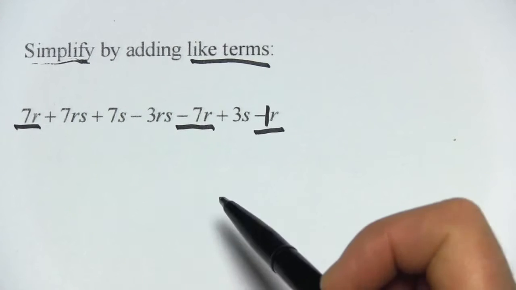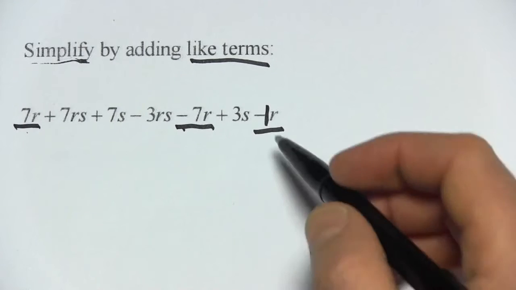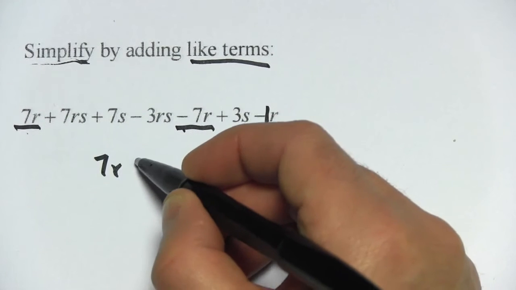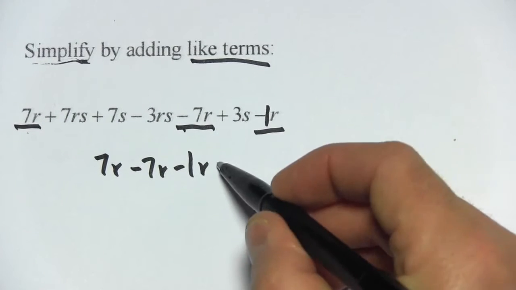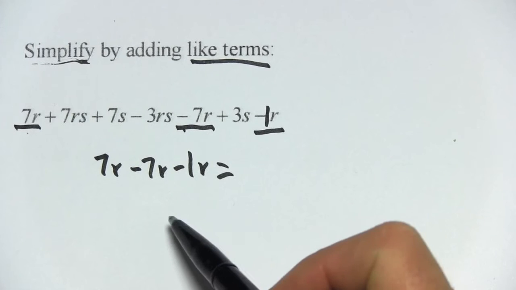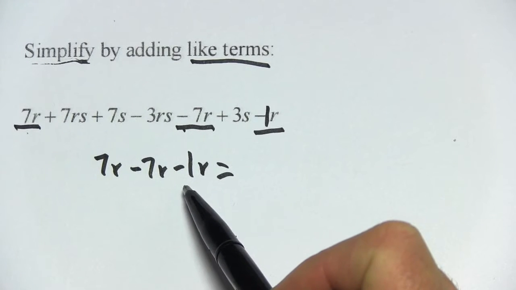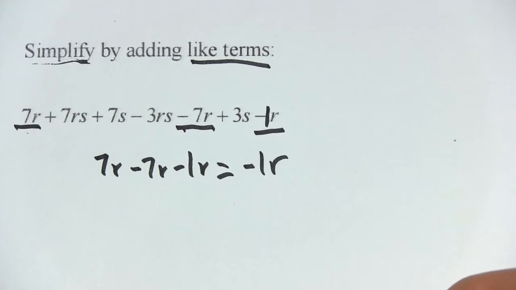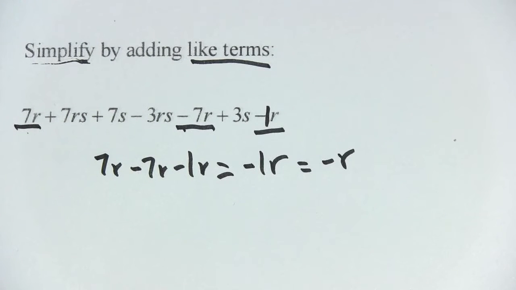Now, when we add like terms, we just take the 7r's, the minus 7r's, the negative 1r, and we add them all together. So you can think of it like this: 7r minus 7r minus 1r. And then in your head, you can just add the numbers. 7 minus 7 would be 0. Minus 1 would be negative 1. So all of this comes out to be negative 1r. Or we would just write that as negative r. So we've just added those like terms.